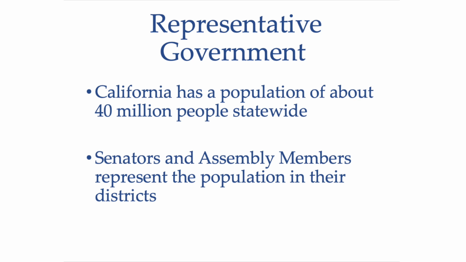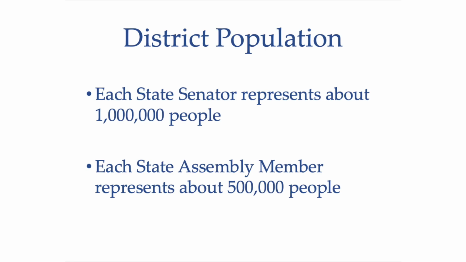They represent 1 million people each. There's 40 million people in California, and 40 senators. So each senator represents about 1 million people. There's twice as many assembly members. Each one of them represents 500,000 people.